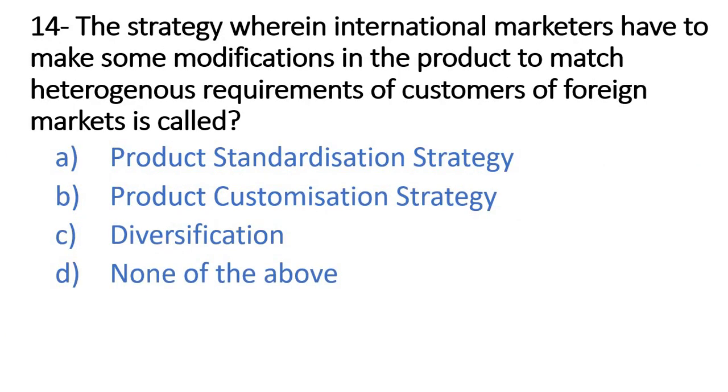Here is the next question. The strategy wherein international marketers have to make some modifications in the product to match heterogeneous requirements of customers of foreign markets is called product standardization strategy, product customization strategy, diversification, or none of the above. Choose the right answer. Option B is the correct answer, product customization strategy.